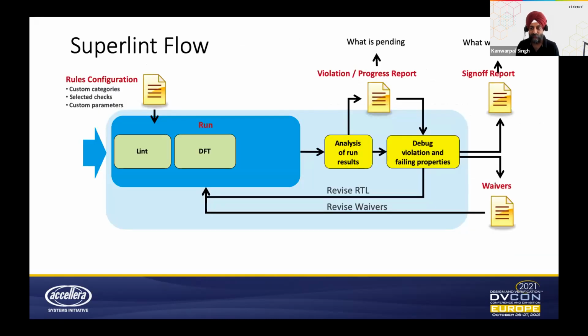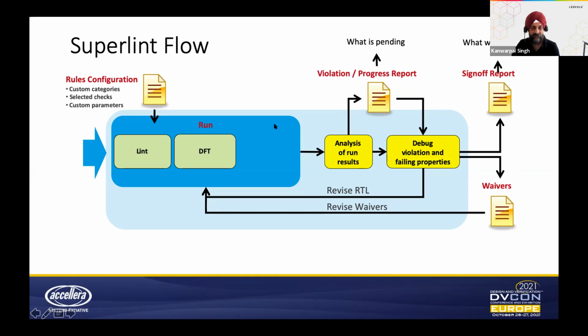And in terms of flow, as I initially said, it has to be automatic. So it shouldn't be another step, another effort on the designer side. In terms of flow for the lint, it is pretty simple. You have a rule configuration. You feed it into the lint extraction, and do your lint checking. Then there is this analysis step, the debug step, where you create your waivers. You look at your violations to see how you're progressing, and then there is a sign off report which you generate.